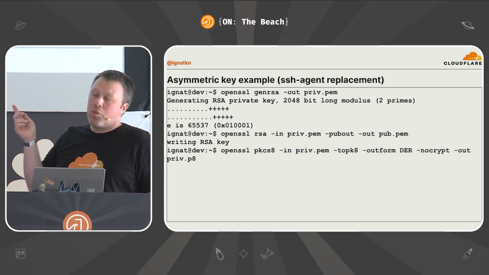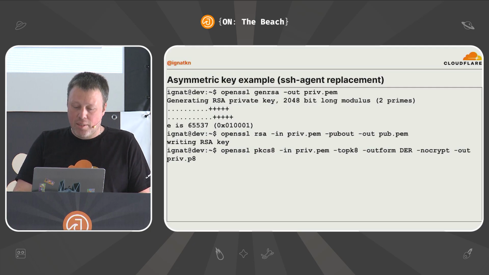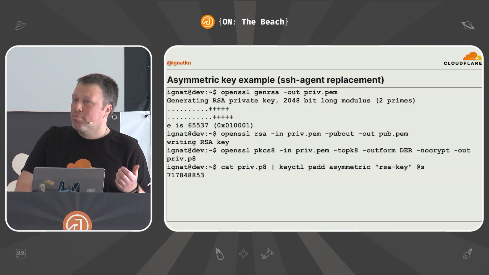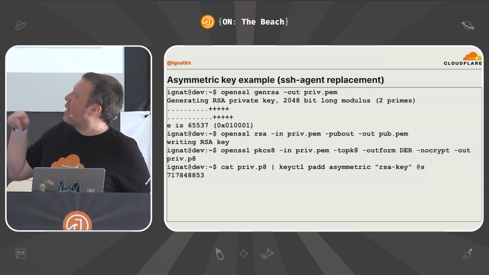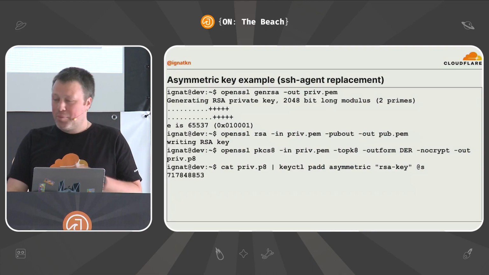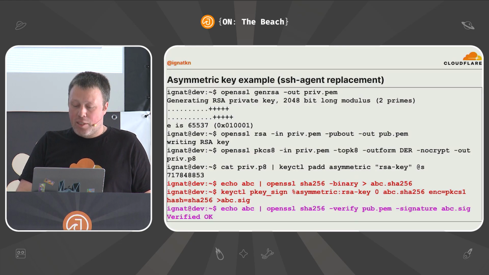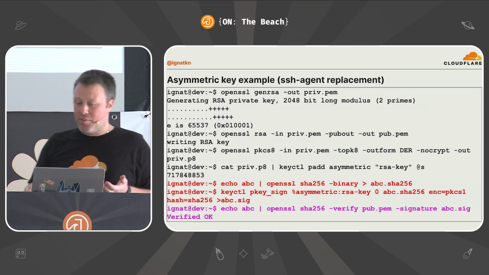We need to convert it to PKCS8 format because this is how the kernel understands asymmetric keys. And we can actually add it to some session keyring, for example, and we can sign data with it, and then we can use OpenSSL to verify that the generated signature is valid.